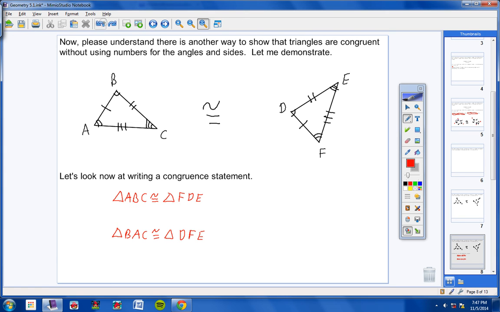Let's do one more, and then we're going to move on, okay? Triangle FED. Okay? I want you to finish the congruent statement on your own. Triangle FED is congruent to triangle blank. Okay? You can watch me or work ahead on your own.